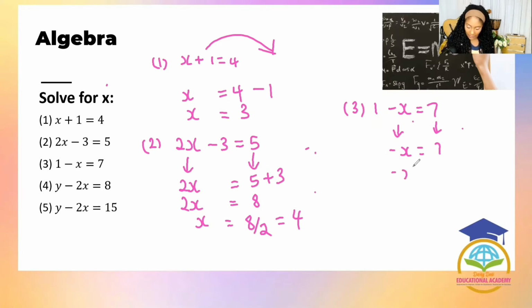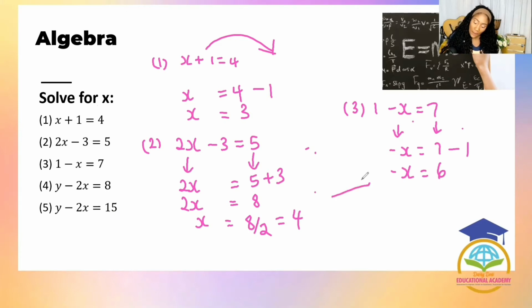So we have negative x is equals to 7 minus 1, which is 6. Now, the question said to find x. If they say to find x and there's no sign in front of the x, again, it is understood to be positive, just like the numbers. When there's no sign in front of the numbers, it is understood to be positive. When there's no sign in front of the x, it is understood to be positive. So we have to find positive x and not negative x.